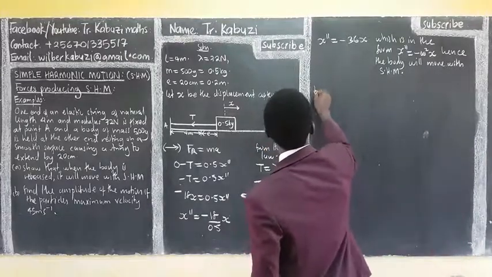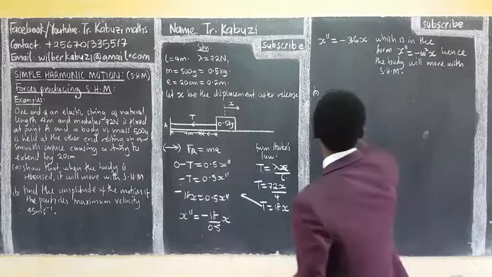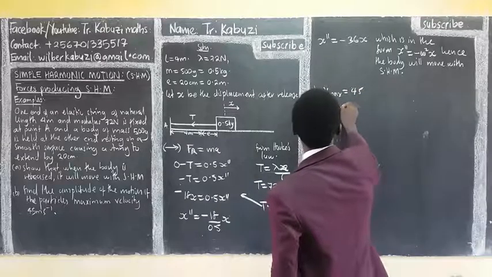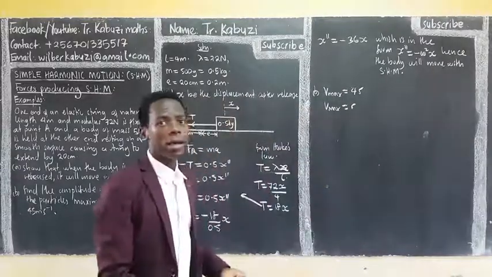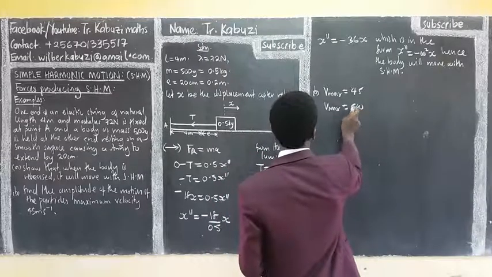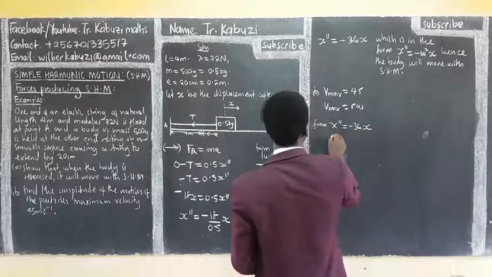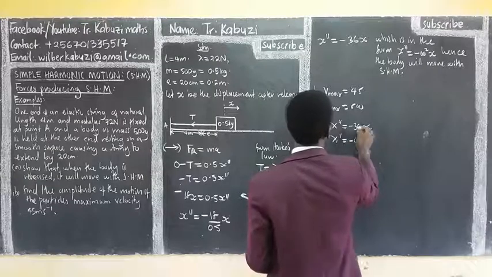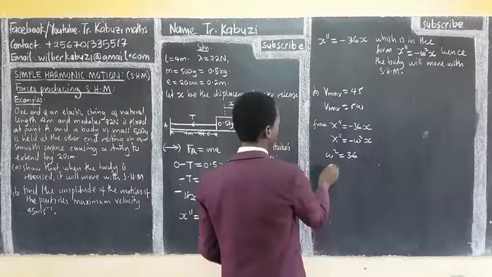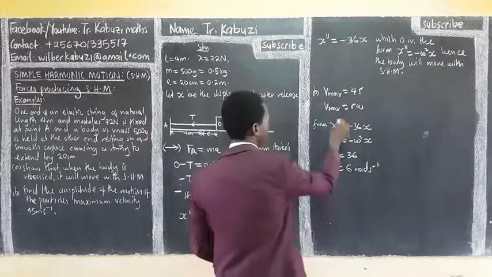For part B, they are telling us to find the amplitude of the motion if the particle's maximum velocity is 45. So V max is 45, and V max is given by the amplitude R times omega. So we need omega to get this. From x double prime equals negative 36x, comparing with x double prime equals negative omega squared x, omega squared is 36, so omega is 6 radians per second.